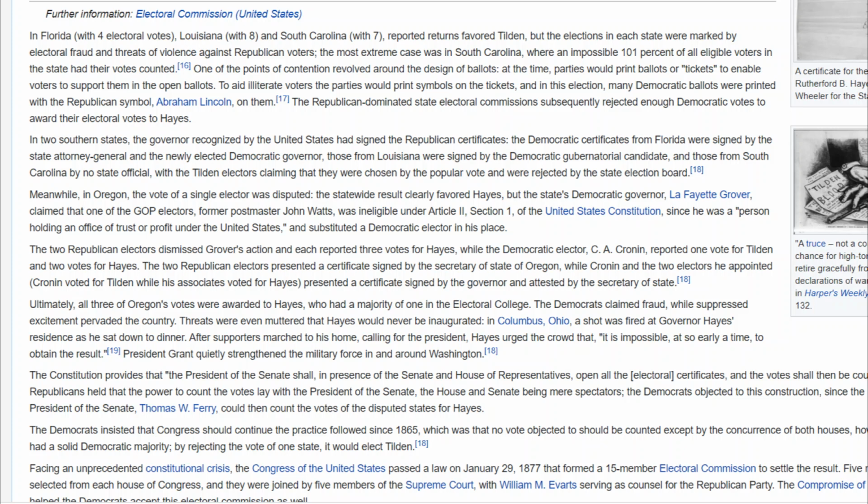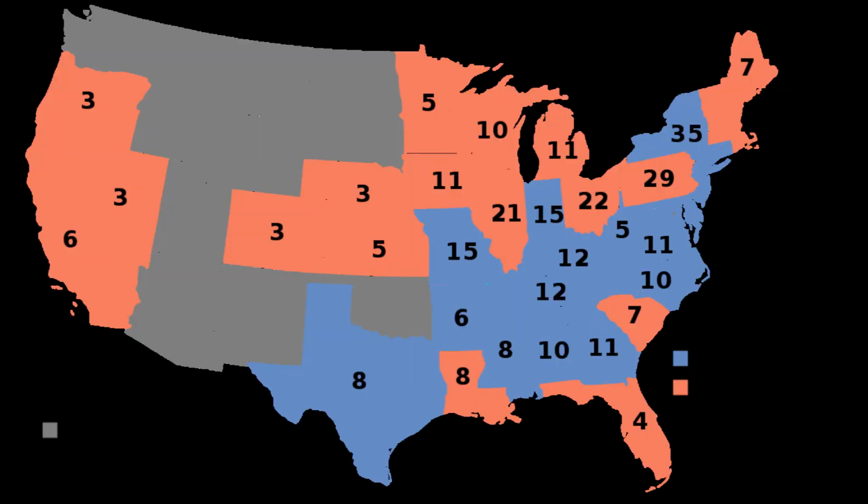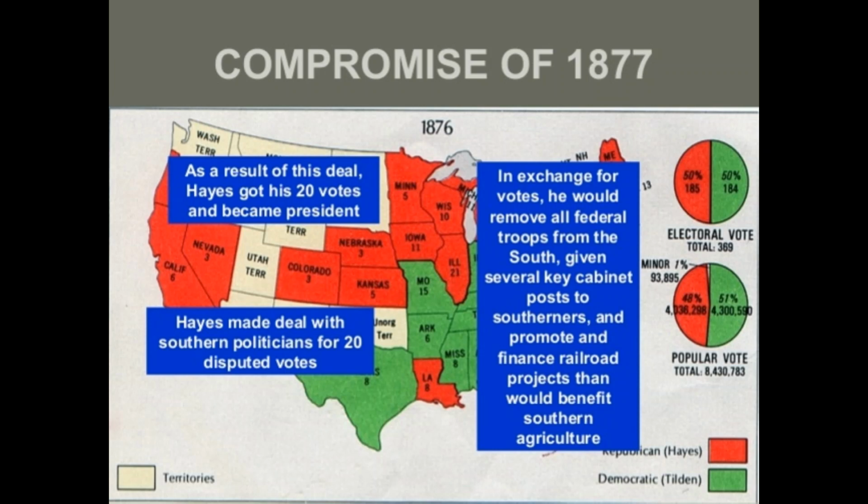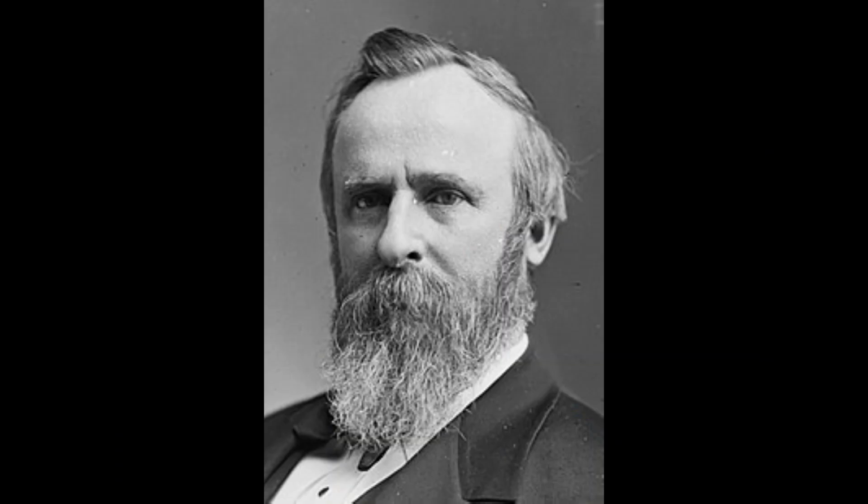Each of the disputed state election cases, Florida, Louisiana, Oregon, and South Carolina, was respectively submitted to the commission by Congress. Bradley then joined the other 7 Republican committee members in a series of 8-7 votes that gave all 20 disputed electoral votes to Hayes, giving Hayes a 185 to 184 electoral vote victory. The commission adjourned on March 2nd. Hayes privately took the oath of office the next day and was publicly sworn into office on March 5, 1877. And Hayes was inaugurated without incident.